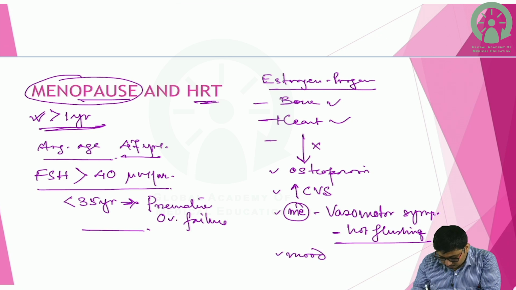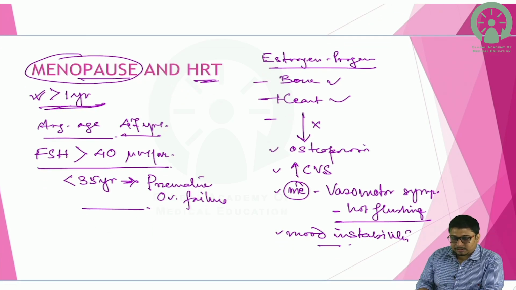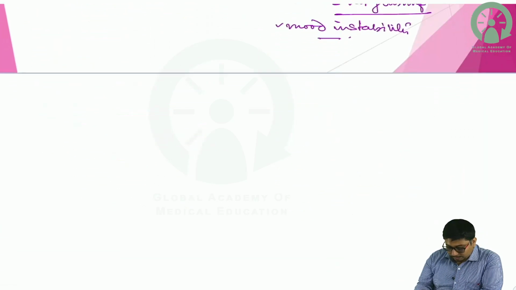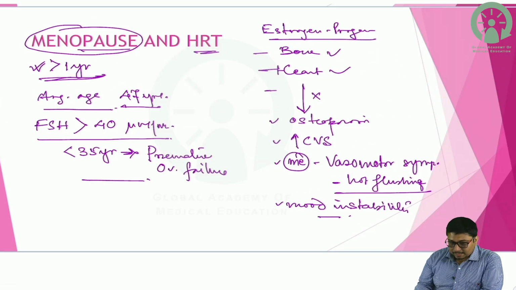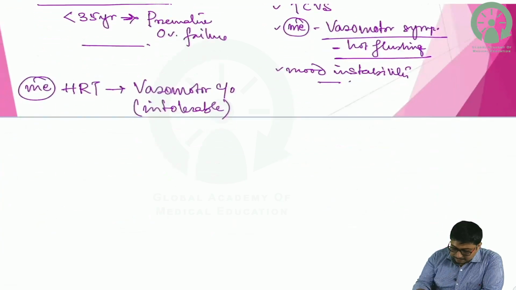There is also mood instability. Right? So if these problems are increasingly high and hampering the woman's normal day-to-day activity, then we need to supplement her with estrogen and other required hormones. The most common symptom is vasomotor symptoms, and the most common indication for hormone replacement therapy is also vasomotor complaints which are intolerable.